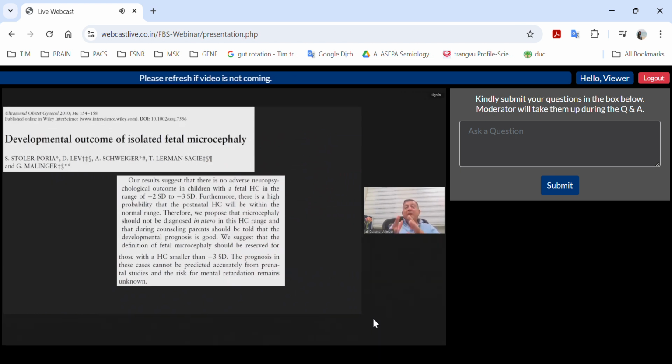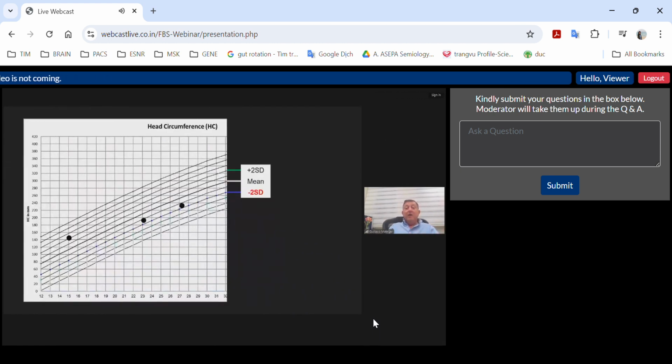Another important fact is how we define fetal microcephaly, and it's exactly the same for fetal macrocephaly. We made a study a few years ago where we found children that have a head circumference between -2 and -3 standard deviation, and all of them were developing normally when we studied them at the age of 2 to 3 years. And what is more important, 18 of 20 of these children were females.